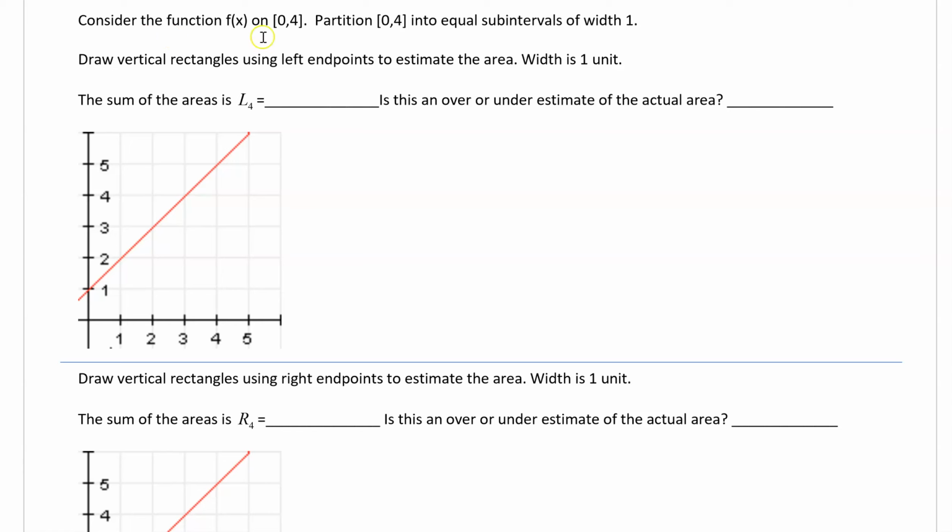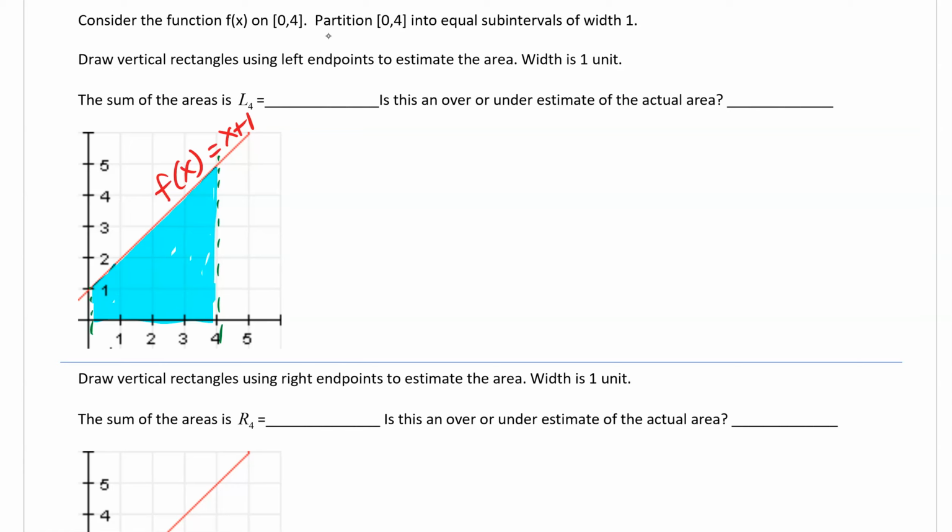We're going to consider a function and it's on 0 to 4. So this red line is our function f of x equals, in this case, x plus 1. And we're going from 0 to 4. And so what we're doing here is we're trying to approximate the area under the curve. And what that means is the area from the function to the x-axis. So just like this. This is the area that we're approximating.